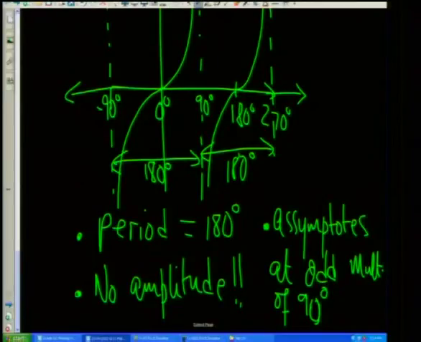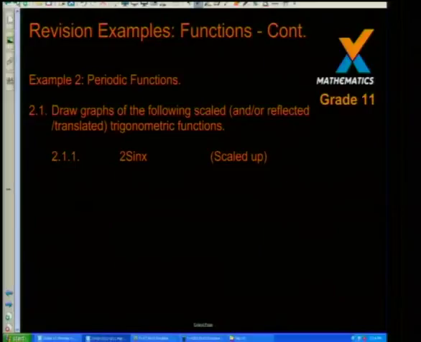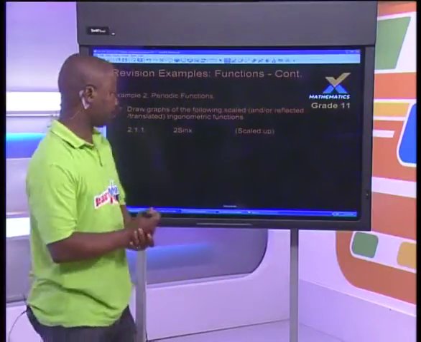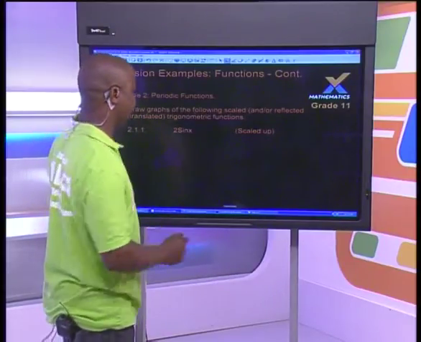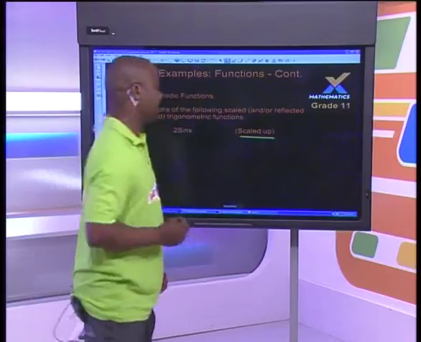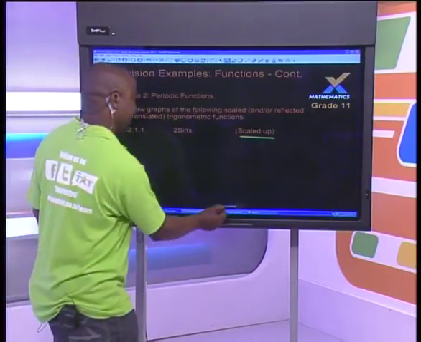Okay, so two features important there. You've picked them up. Let's move on to, yes, those are the basic functions. Let's move on to a bit of transformation of these functions. We're going to take first a sine graph and scale it up. And what do I mean by scaling it up?